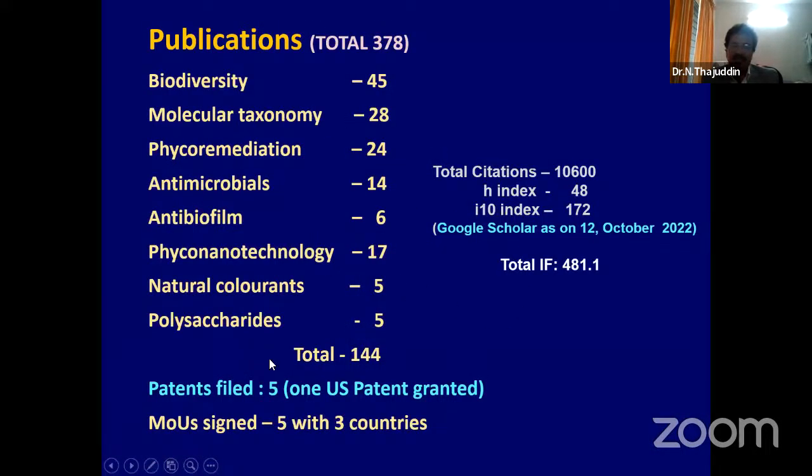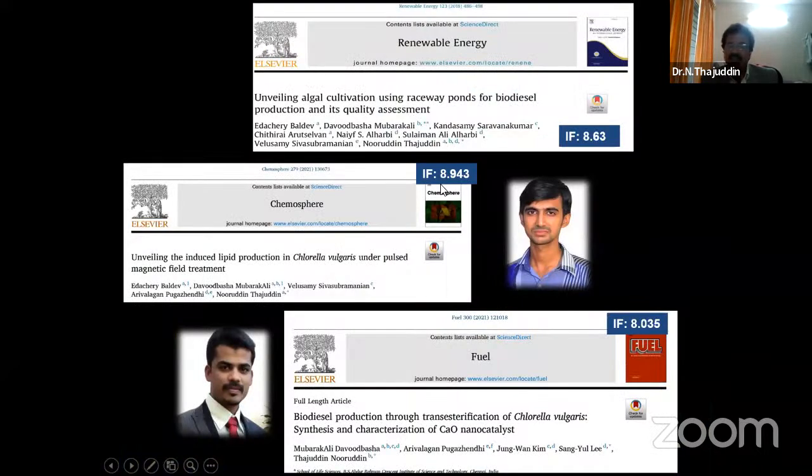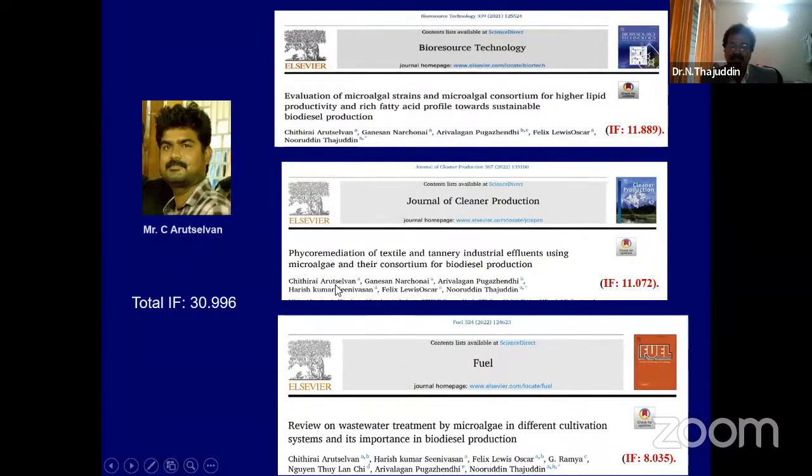And these are our overall publications, particularly on microalgae and cyanobacteria. Now our citations have crossed 10,600. And we have one US patent also. And these are some good papers we published in high impact factor journals. And particularly this student published 3 papers, with a total of 30 impact factor.